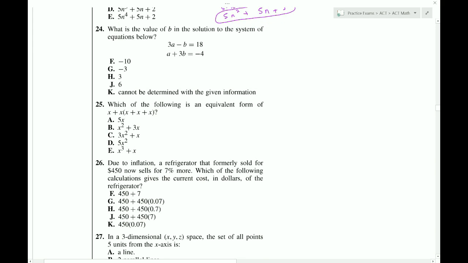What is the value of b in the solution of the system below? Alright, so let's see. If we're looking for b, we'd like to get rid of a. The best way to do that is to multiply by negative 3 on the bottom. So we get minus 3a, and then minus 9b equals positive 12. Then we combine that with the first line. So 3a with minus 3a cancels out. Negative b and negative 9b is negative 10b. And then 18 and 12 is 30. So if I divide that by negative 10, I get b equals negative 3.